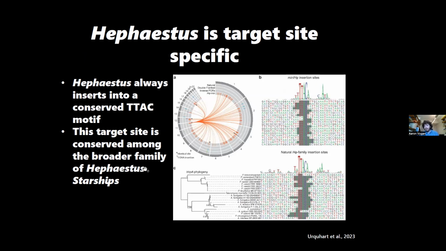It turns out we have many Hephaestus elements, sort of the Hephaestus family, we call it now, spread across this group of fungi. And if we look at the boundaries there to see where they're inserting, it seems like it's an evolutionarily conserved site. So all of these elements actually seem to target this TTAC, which is pretty interesting for us.